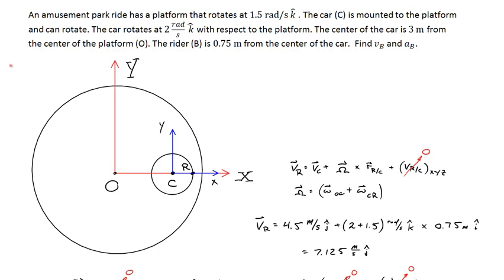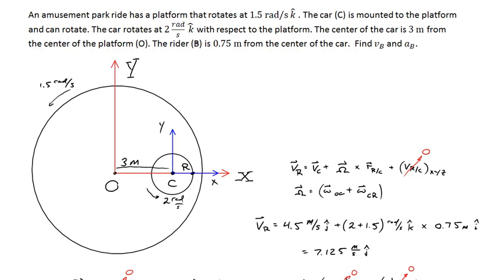Hey all, so here's the example problem I worked through on Thursday, and I worked through it pretty quick, so I don't know if it made a whole lot of sense to you all. But so an amusement park ride, it's got a platform, and this platform rotates 1.5 radians per second in the counterclockwise direction. And there's some car on the platform, car C, and this car rotates at 2 radians per second in the counterclockwise direction. The center of the car C is 3 meters from the center of the platform, point O.